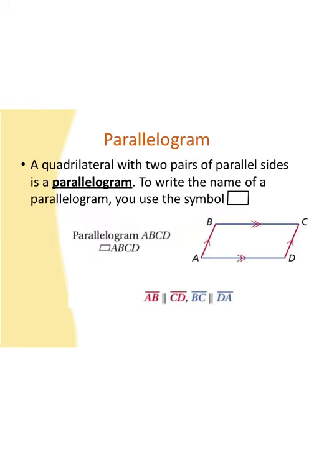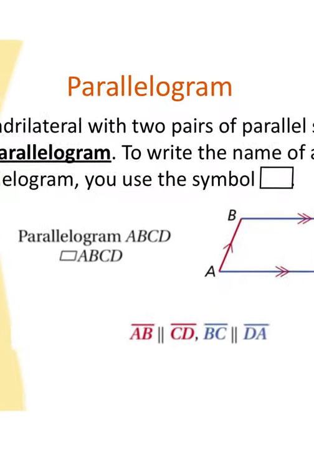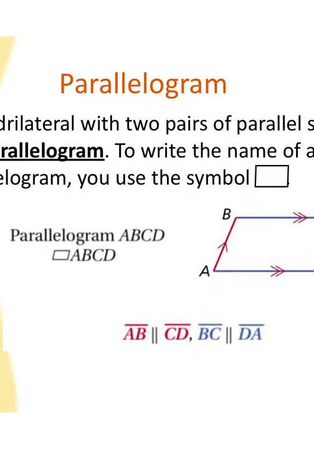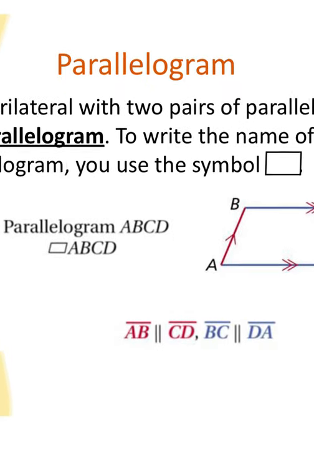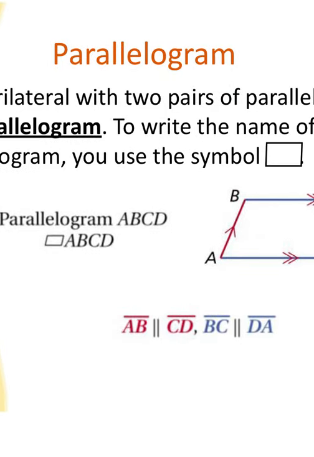Parallelograms. A quadrilateral with two pairs of parallel lines is a parallelogram. To write the name of a parallelogram, you use the symbol. And this is an example of where things didn't copy very well. Go ahead and write in there this symbol. That is the symbol for a parallelogram, okay? It's two horizontal lines above each other and then two slanted lines that are parallel, okay? That is the symbol for a parallelogram.